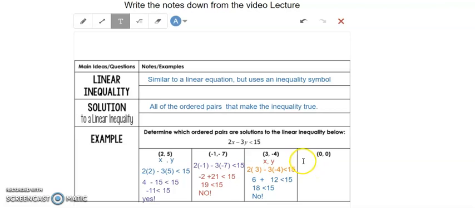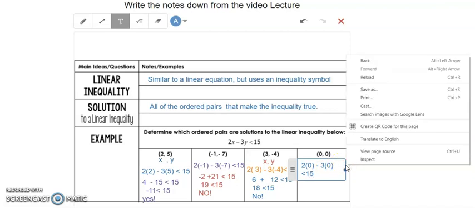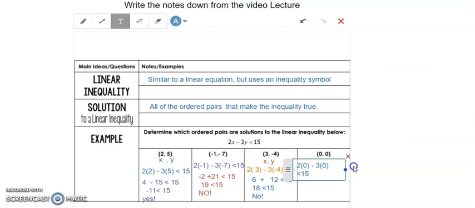And now finally we have this last ordered pair, 0, 0. Let's see if that's a solution. So I'm going to get 2 times x, which is 0, minus 3 times 0, which is going to be 0, is less than 15. You can drag out the box if you need more room. There we go.